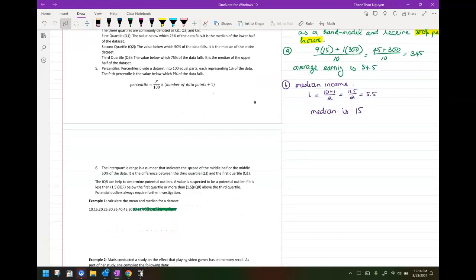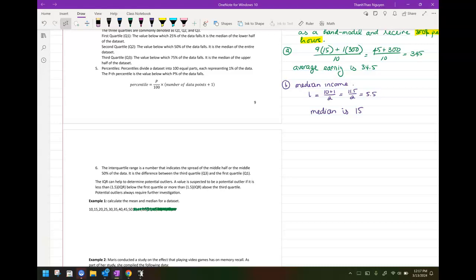Now, the interquartile range is the number that indicates the spread of the middle half of the data, the middle 50%. It is the difference between the third quartile and the first quartile. So what does it mean? The interquartile range measures the spread, and we can use it to calculate potential outlier values.